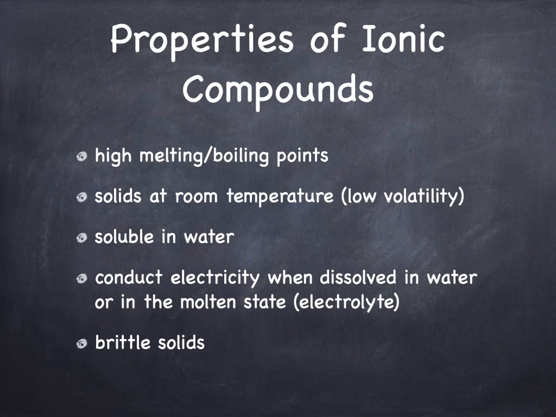As a general rule, ionic compounds also make brittle solids, meaning they don't bend or shape very well. If you whack an ionic compound, you're going to break it into pieces. It's going to shatter. So brittle means breaks, doesn't bend.